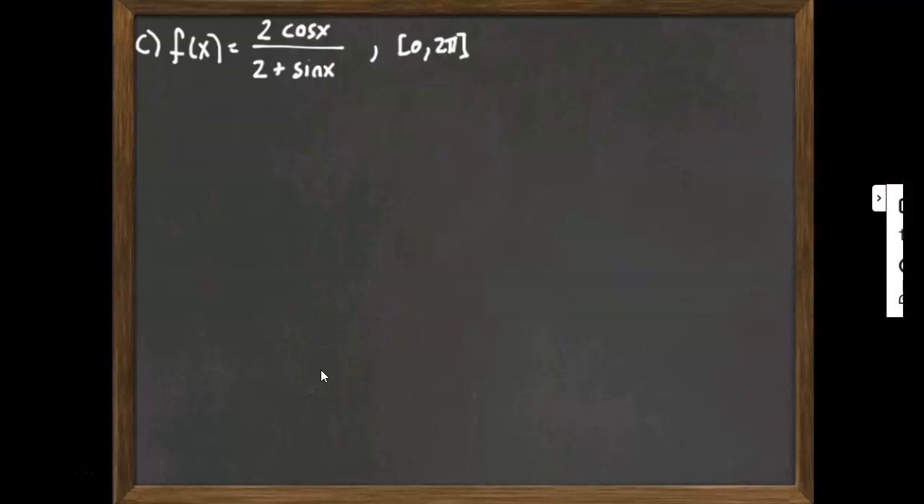Okay, in this next example here, we have a function. It's a little bit more complicated. It involves 2 cosine x over 2 plus sine x over the interval 0 to 2 pi. So 2 cosine x over 2 plus sine x on the interval 0 to 2 pi. So once again, we're going to begin the problem by finding our derivative.